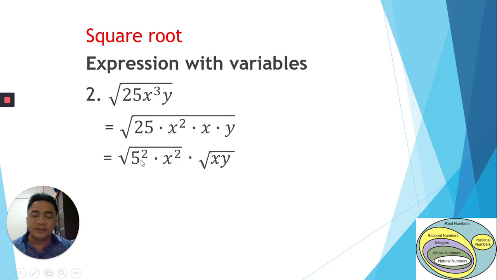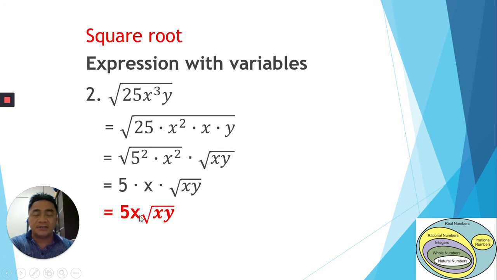Since it contains power 2 and power 2, it will be extracted out. So no more radical sign. But for this, it will stay inside because it doesn't have power 2. This is not a perfect square. So we have 5, then x, times the square root of x and y. Therefore, our answer is 5x square root of x and y. As simple as that.